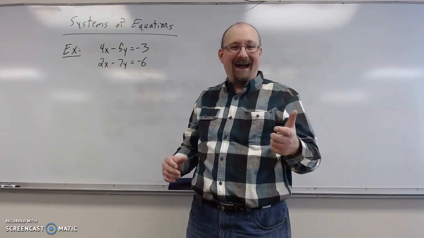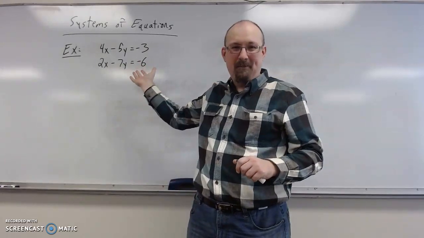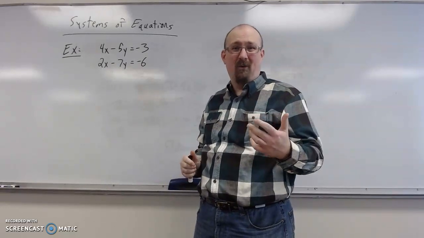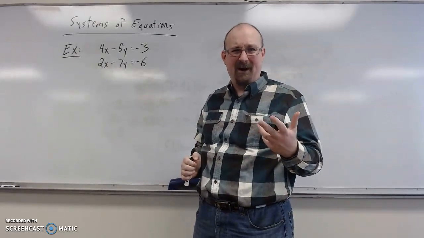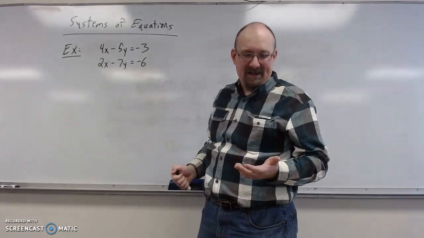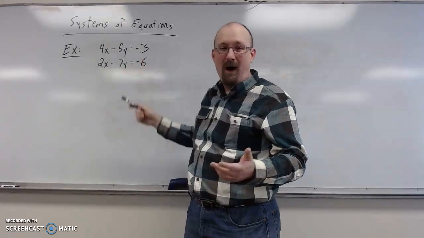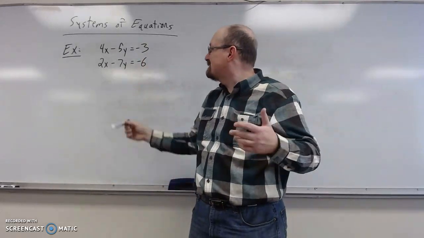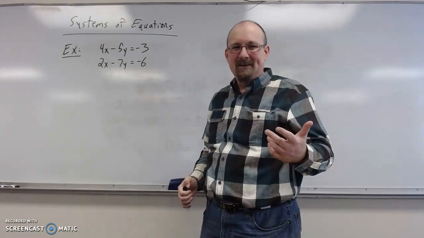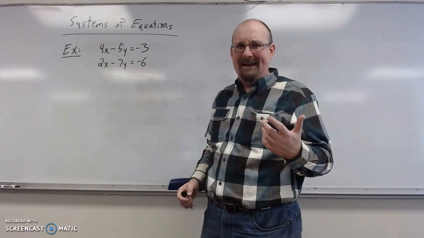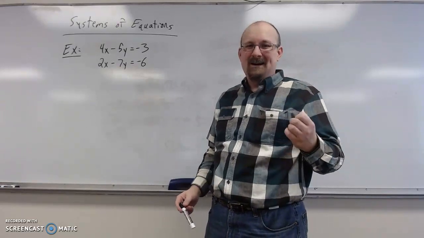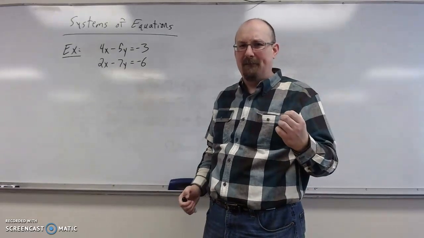All right, so we're back, and I've got our next example written up here, and we've seen that the substitution method works out really well if it's not challenging to get a variable by itself. You could technically use it for this next example, 4x minus 5y equals negative 3, 2x minus 7y equals negative 6. The trick is, it's not really all that easy to get any of these variables by themselves, and no matter what, if you do it, you're going to have fractions left hovering around.